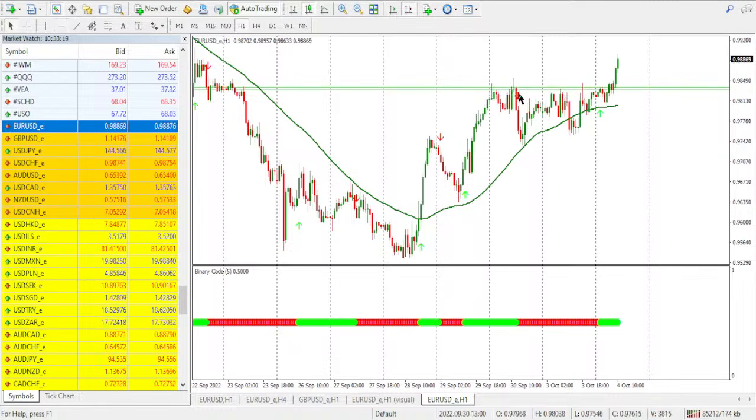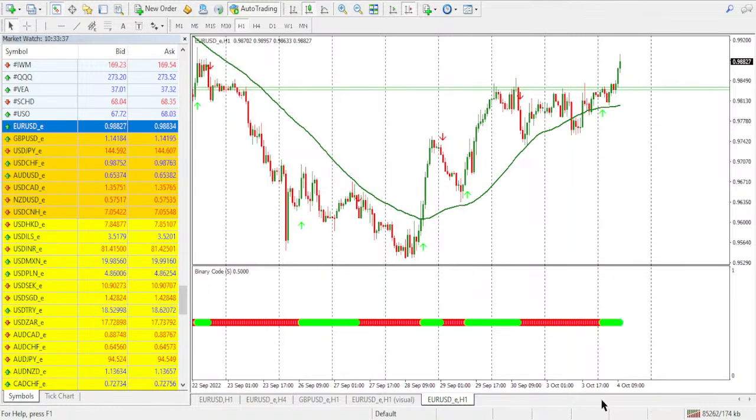We have a resistance here, multiple times. There is this breakout, we had some pullback. So as it is right now, the price is headed to the upper side. As it is right now, the price is heading upwards.